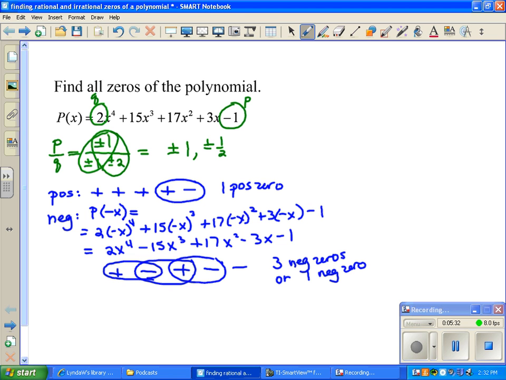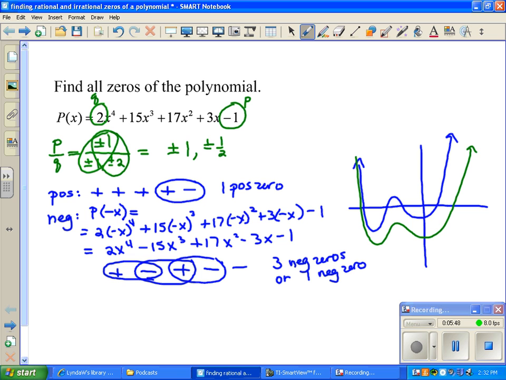Okay, and that would be an example where the graph would look something like this. Your graph could cross 3 times on the left-hand side and once on the right. Or your graph could just cross once on the left-hand side and once on the right. So this loop right here, if it's moved down, you're going to lose 2 of those possible real zeros.